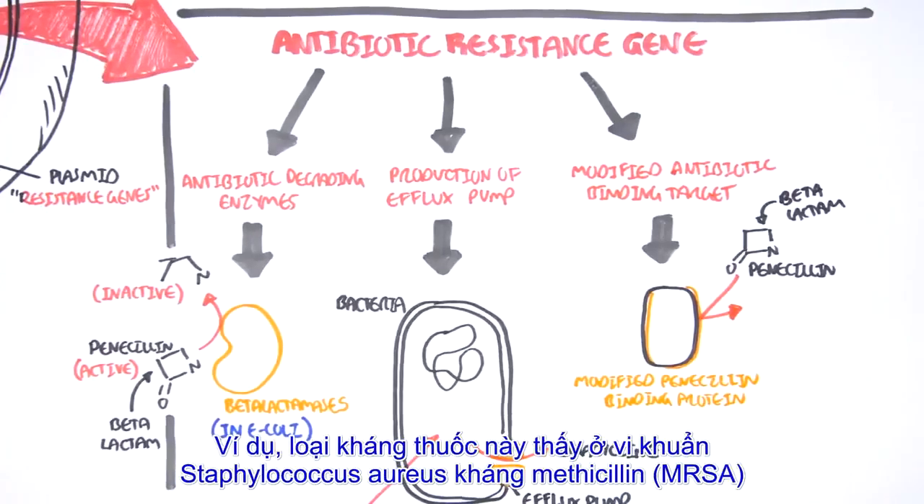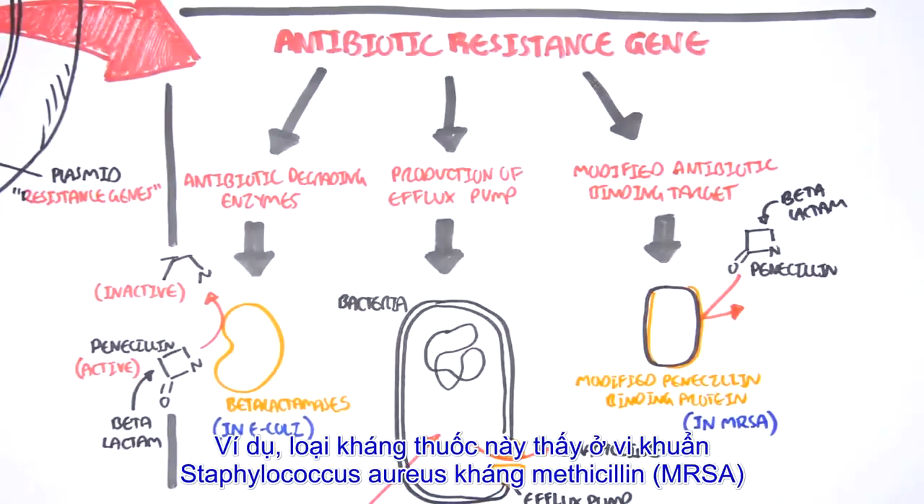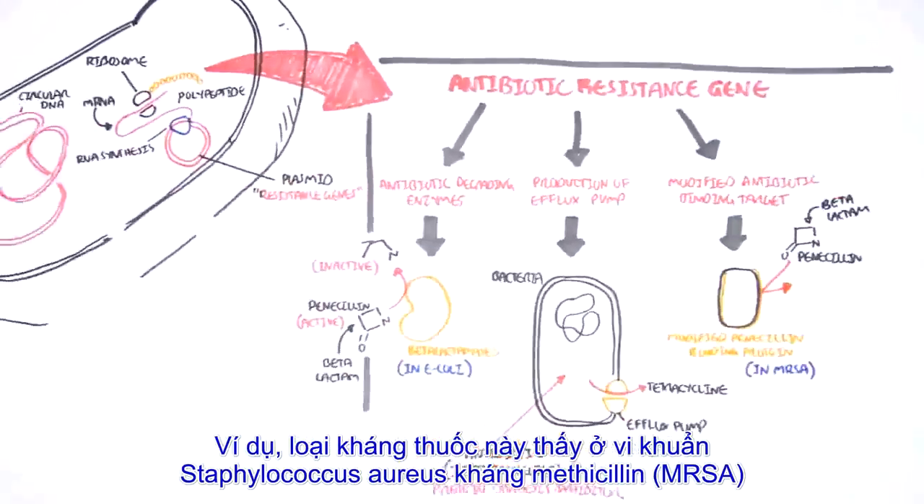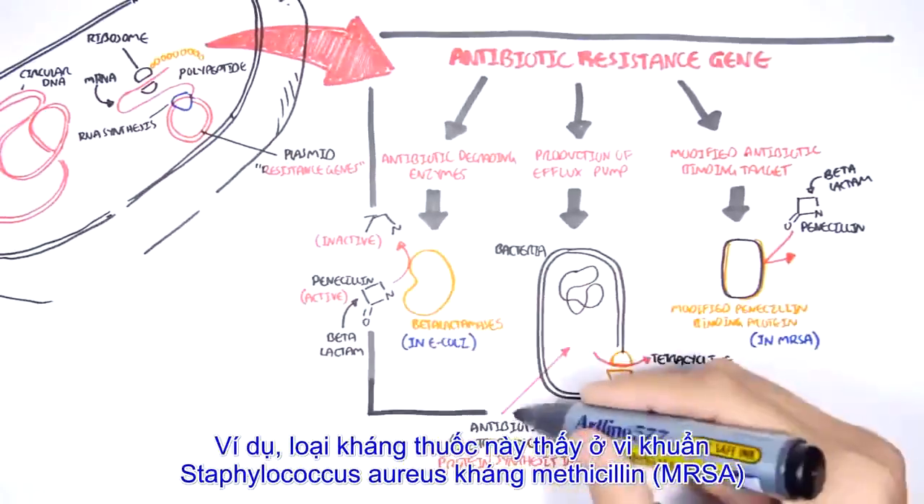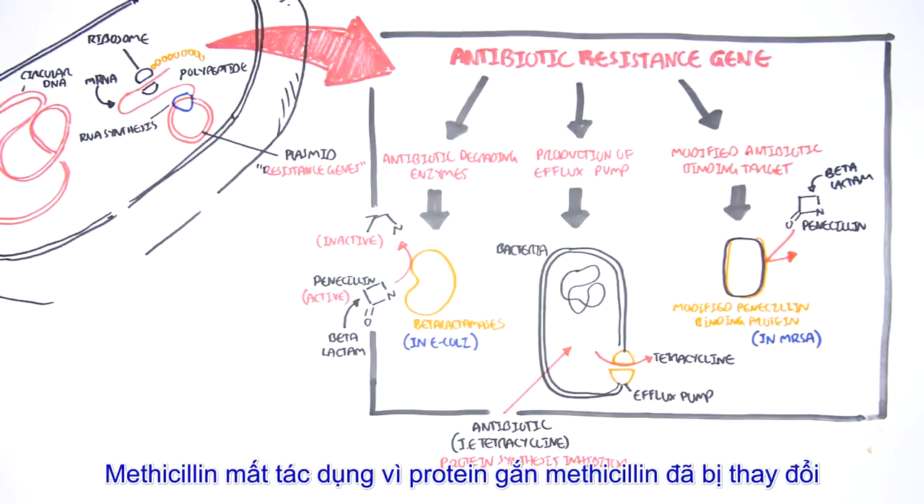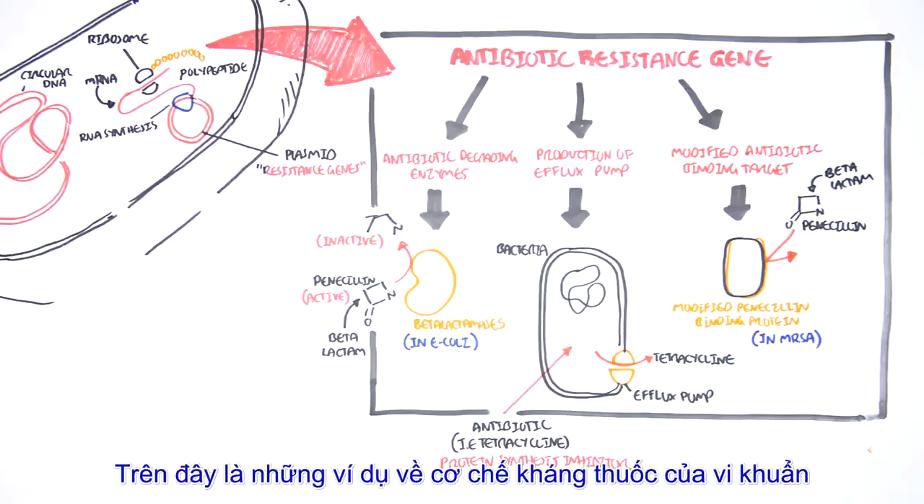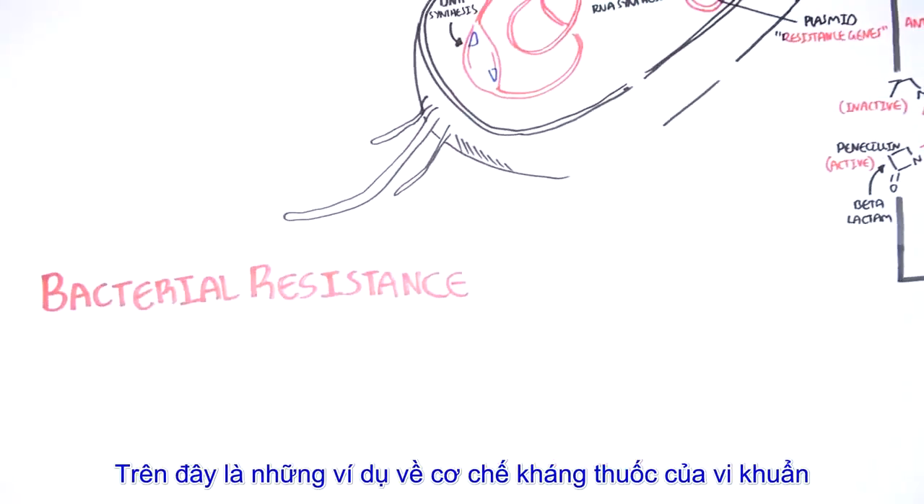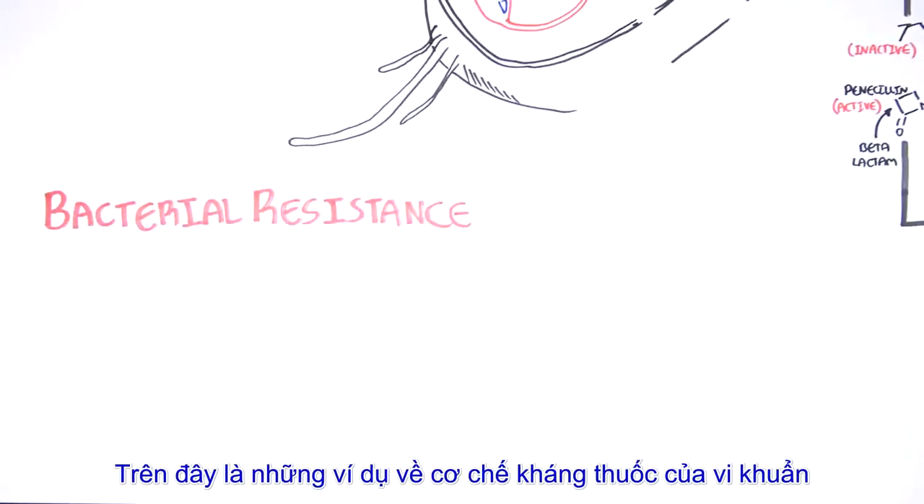A great example of this type of resistance is found in the bacteria methicillin-resistant Staphylococcus aureus, or MRSA, which is essentially a bacteria that is resistant to the antibiotic methicillin. Methicillin does not work because the protein that methicillin binds onto is modified within the bacteria, and so methicillin has no effect. So those are some examples of how bacteria are resistant to antibiotics.